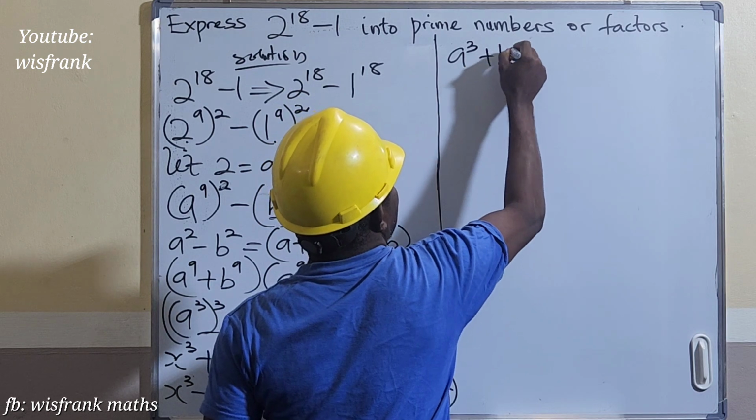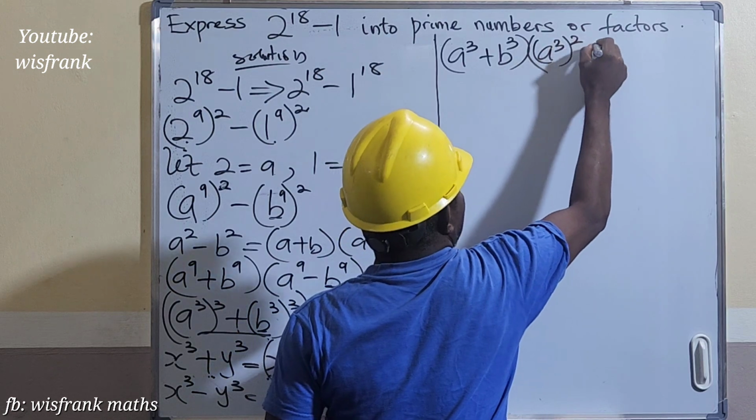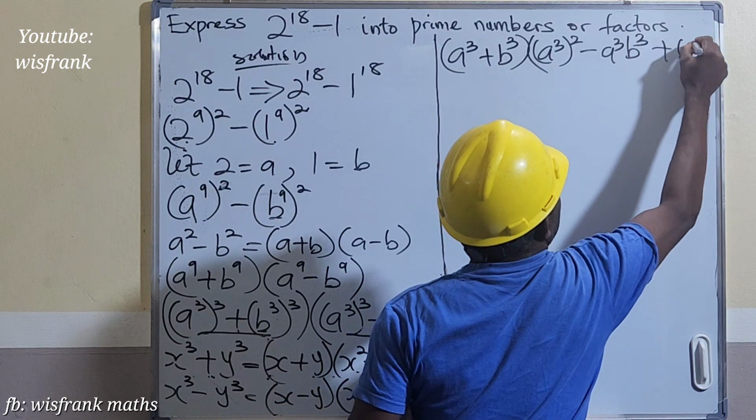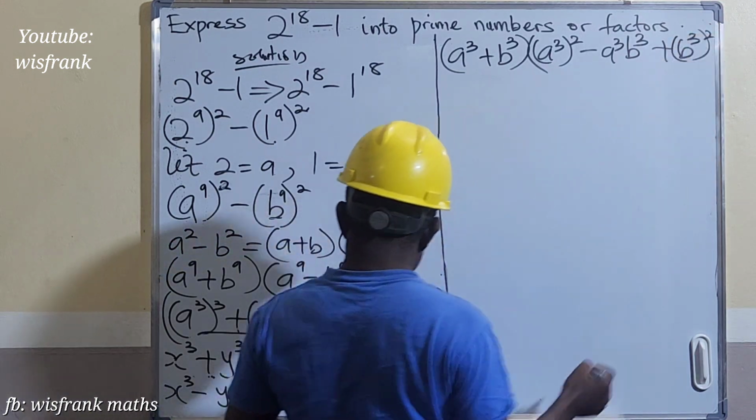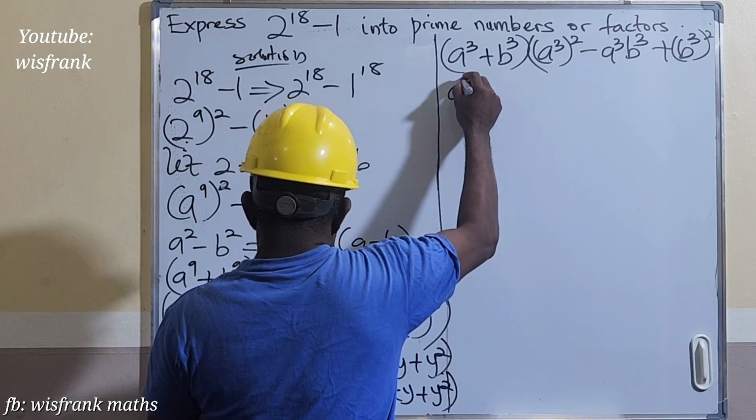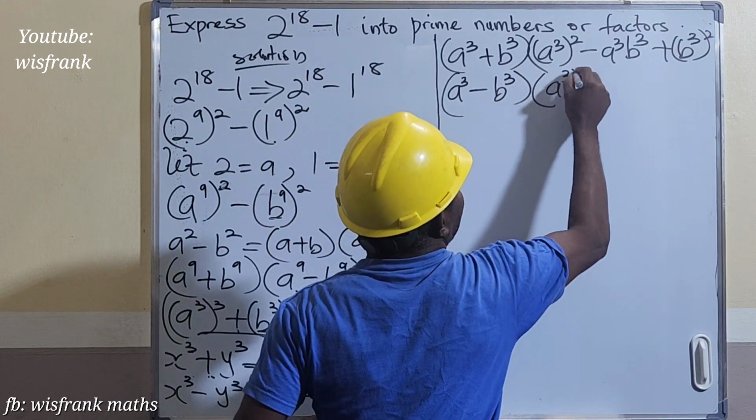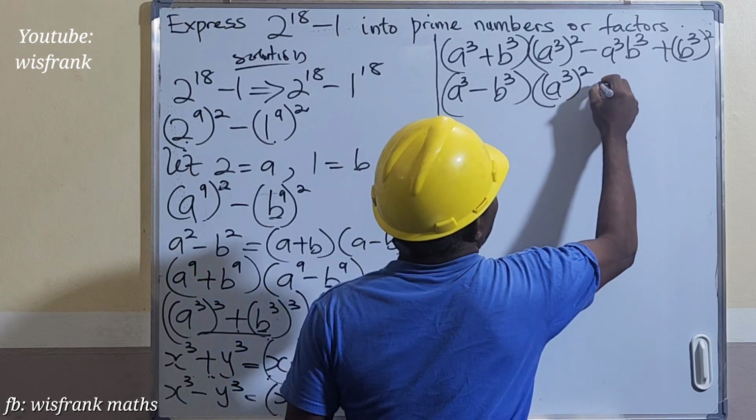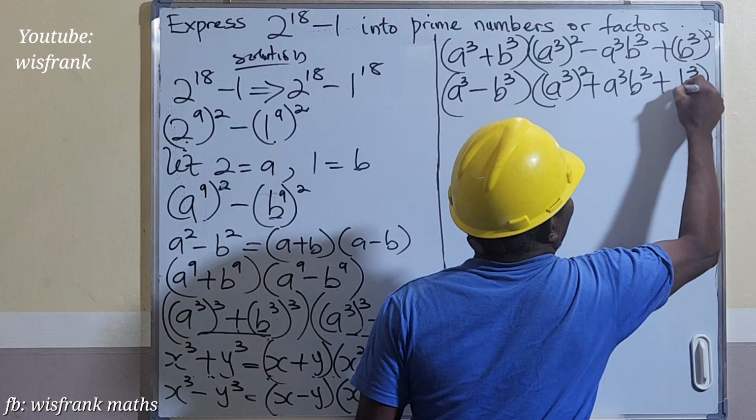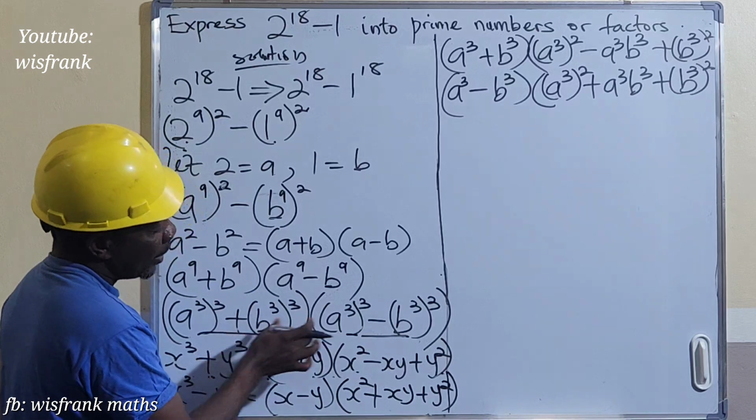We have plus B to the power of 3, then into A to the power of 3 all squared minus A to the power of 3 times B to the power of 3 plus B to the power of 3 all squared. That is for this first one. Then for the second one, we have A to the power of 3 minus B to the power of 3 into A to the power of 3 all to the power of 2, then plus A to the power of 3, B to the power of 3 plus B to the power of 3 all to the power of 2. Because this is a continuation, this times this.